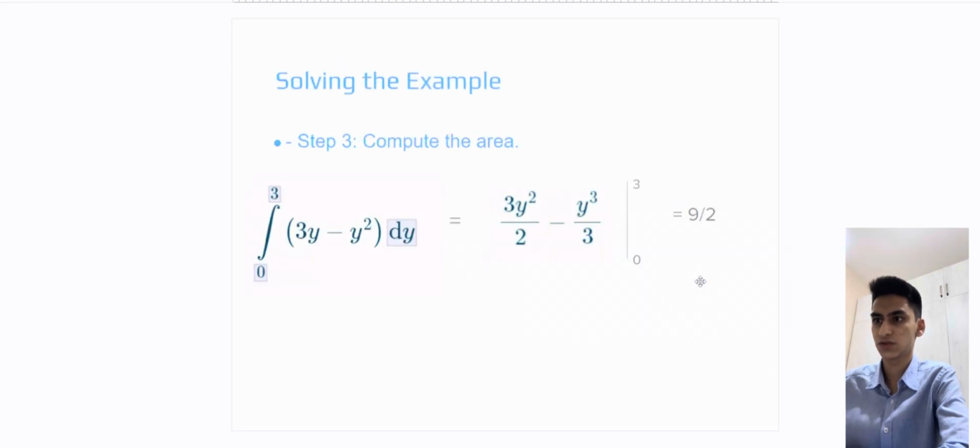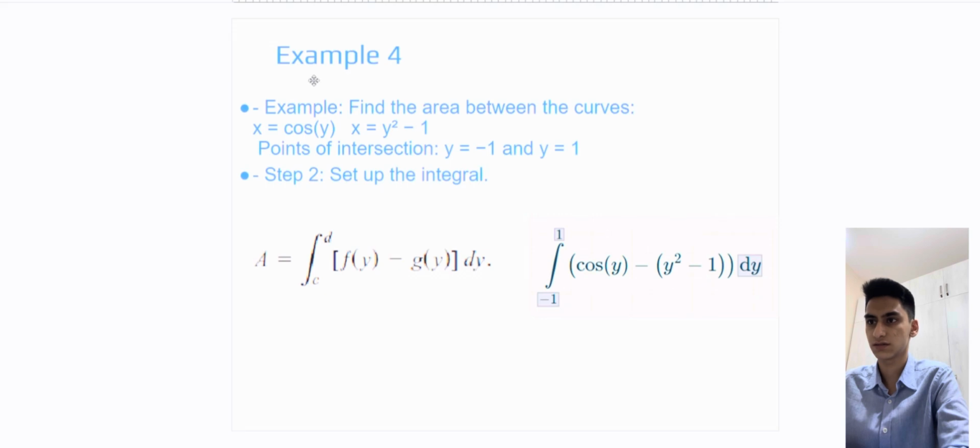Now let's compute the area. The antiderivative of this integral is 3y squared over 2 minus y cubed over 3. The integration limits are 0 and 3. We plug in 3 first and then 0 and subtract them. We will get 9 over 2, which is 4.5.